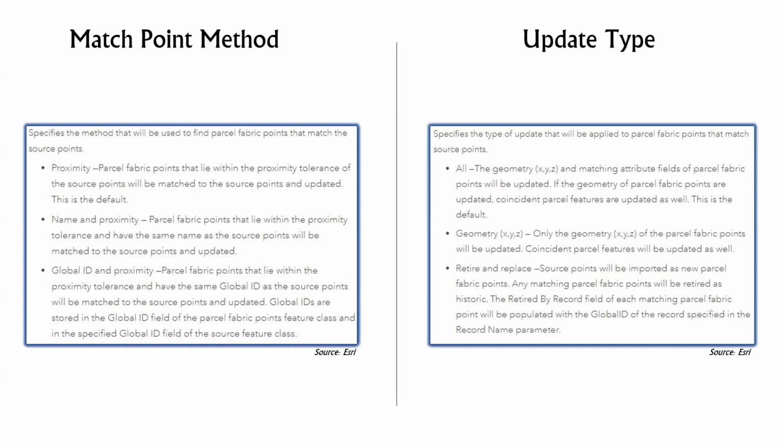The third option is retire and replace. This takes the source points and imports them as new parcel fabric points. Any matching parcel fabric points are then retired as historic. This populates the retired by record field of matching parcel fabric points with the global ID of the specified record name.